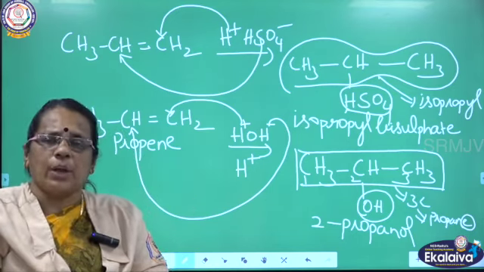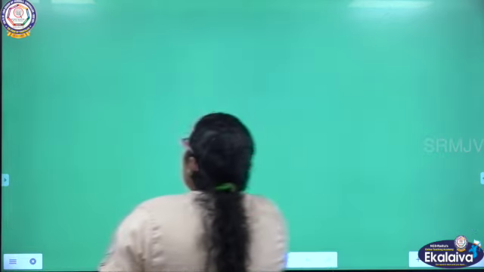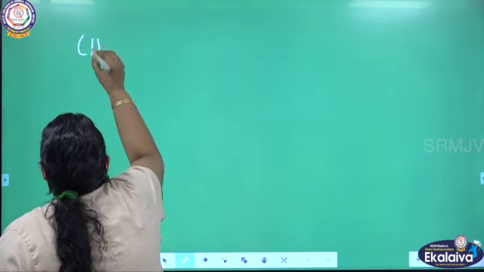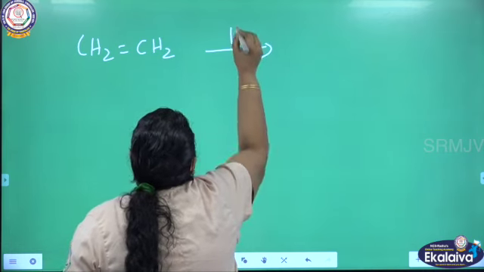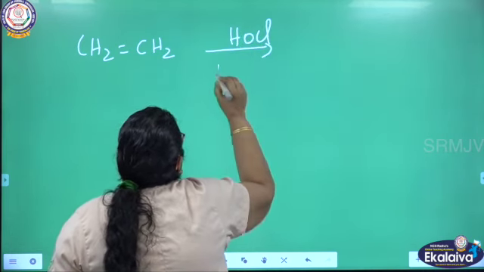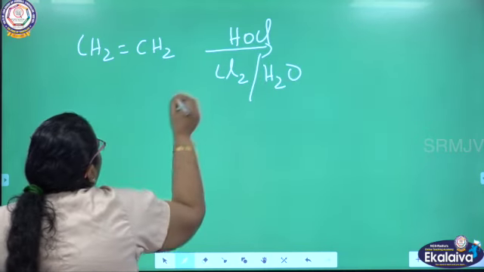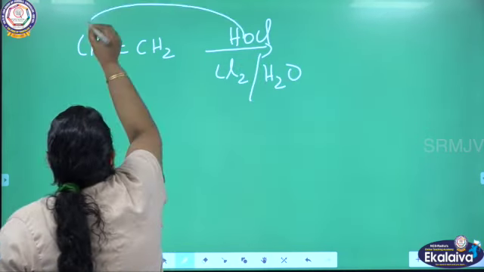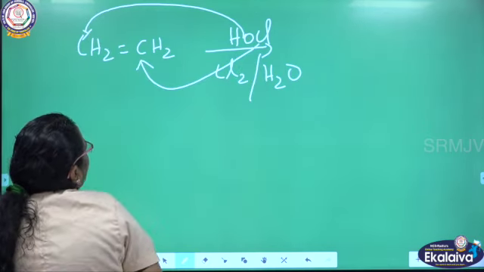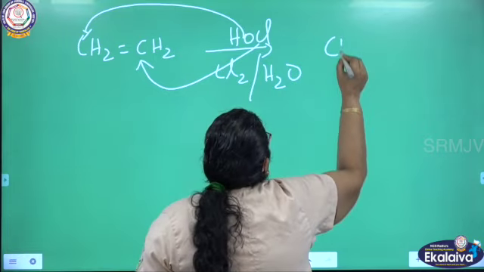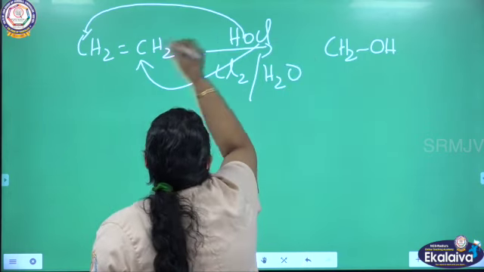The next one, we are going to see some other examples also. For example, you take propene, or you take ethene. I am writing ethene here. Ethene reacts with hypochlorous acid, HOCl, in the presence of chlorine water. What is my aim? I want to add both OH and Cl. So OH is added to this carbon and Cl is added to this carbon. What is the compound I am getting here? CH2OH. The double bond is broken here by adding Cl.